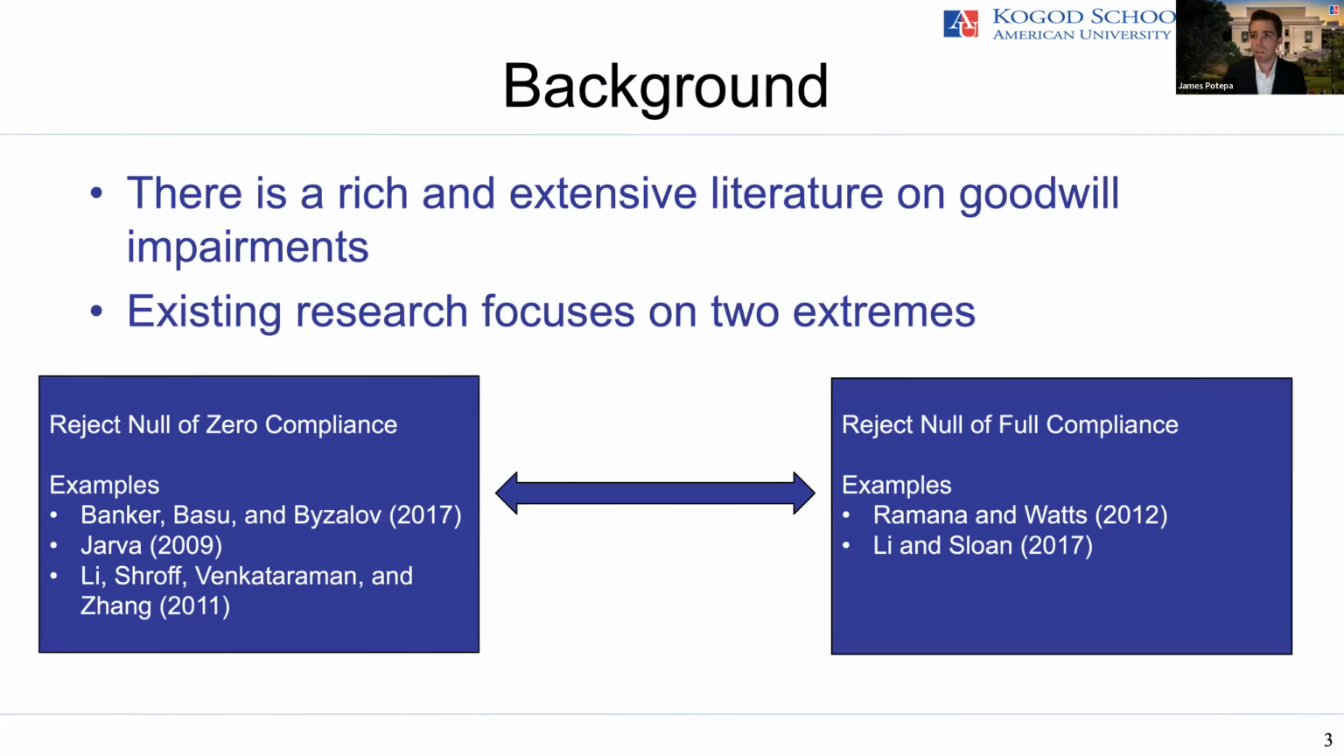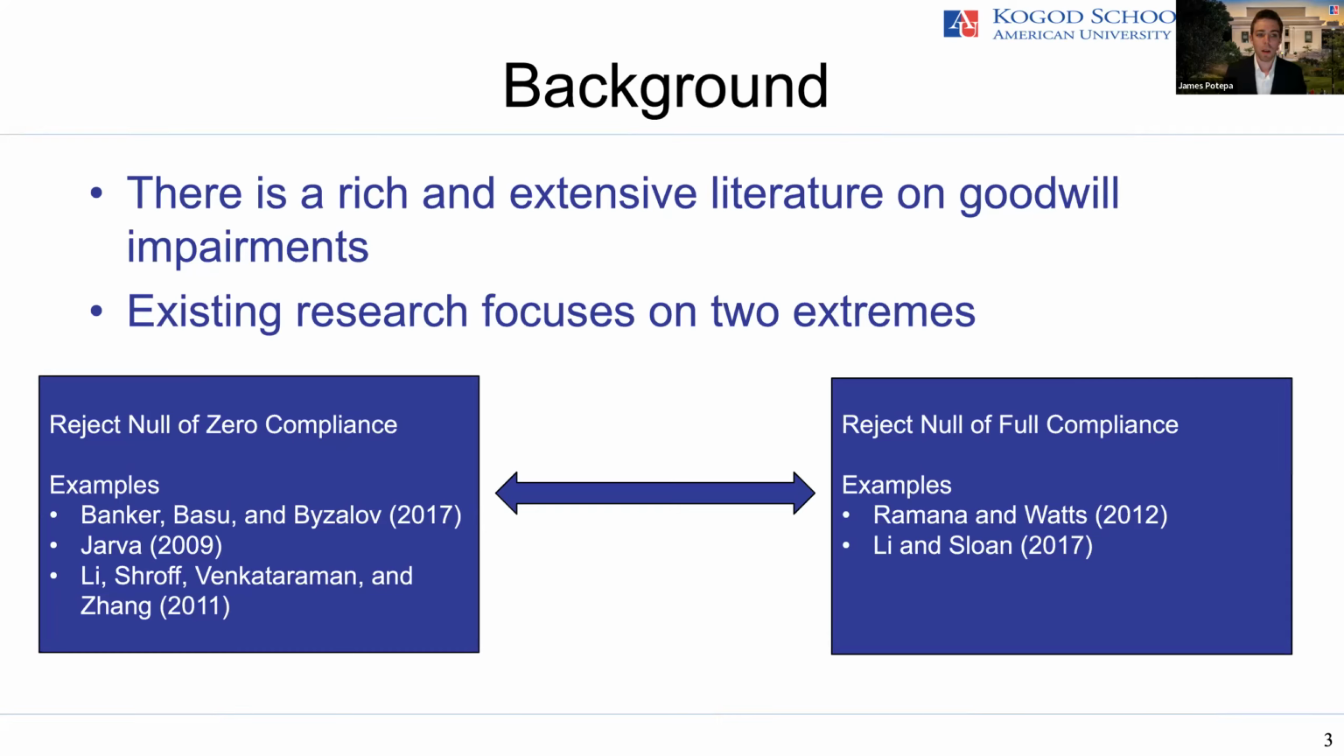So a little more background, there is very much a rich and extensive literature on goodwill impairments. We argue in this paper that the existing research focuses on two extremes. One, as you can see on the left, is rejecting the null of zero compliance with the rules. So a few examples, and this is definitely not meant to be a comprehensive list. If you looked at our paper and saw how long the works cited list is, you know that there's a lot of material in this area. We're just picking out a few examples because I wouldn't have enough room on the slide to include them all.